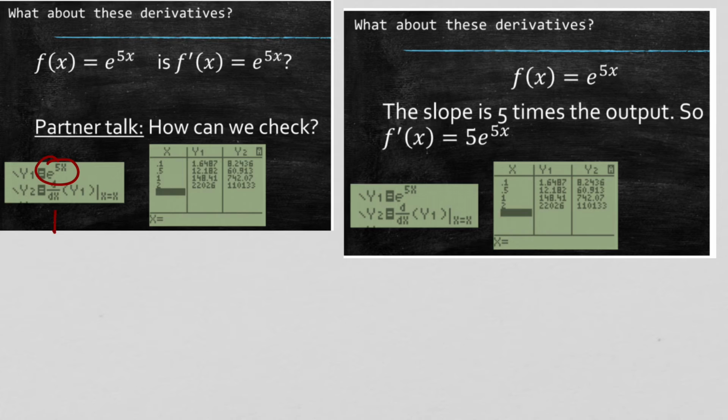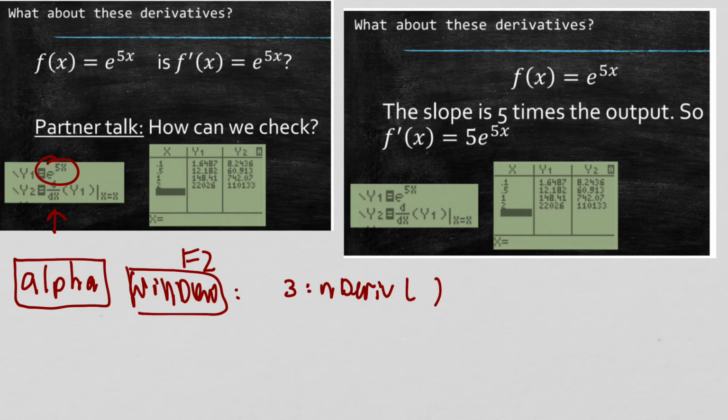And then to get this d over dx, you're going to press the alpha key, the window button, which will then pop up these couple of things right on the screen there. And you want to go to number 3, which is the derivative. Click on it, and your d over dx should come.